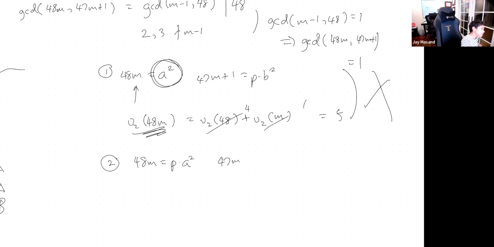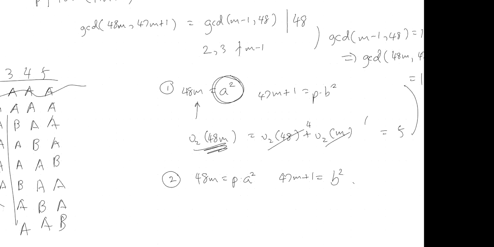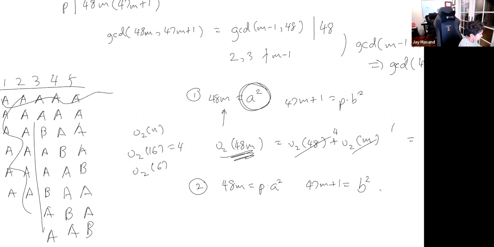I have a question. How do you know that V2 of 48 is 4? And what is V2 anyway? V2 just simply stands for the number of divisors of 2 that divide n. For example, V2 of 16 would be 4. V2 of 6 would be 1, because 6 is 2 times 3. Yeah, this is two-adic notation.